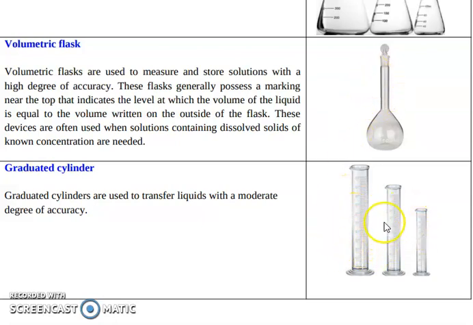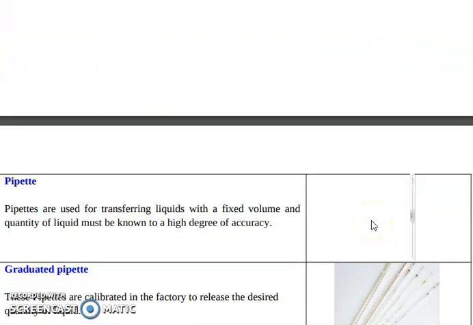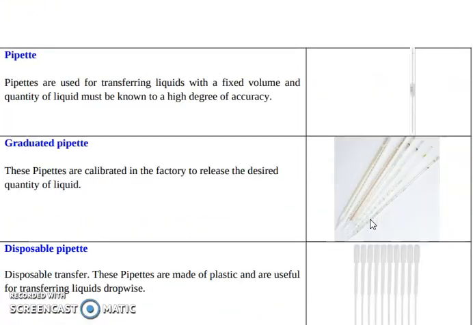Now this glassware, this is known as graduated cylinder. Graduated cylinders are used to transfer liquid with a moderate degree of accuracy. Now pipette. Pipettes are used for transferring liquid with a fixed volume, and the quantity of liquid must be known to a high degree of accuracy. This one has a label, and you can take liquid with the help of this pipette accurately.